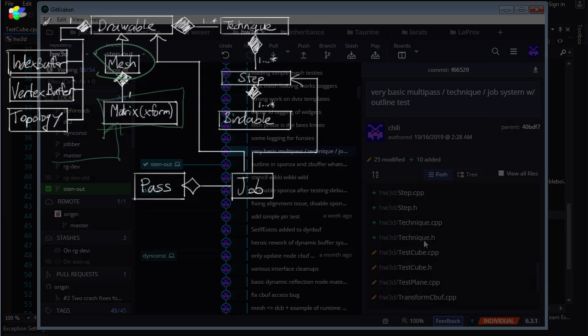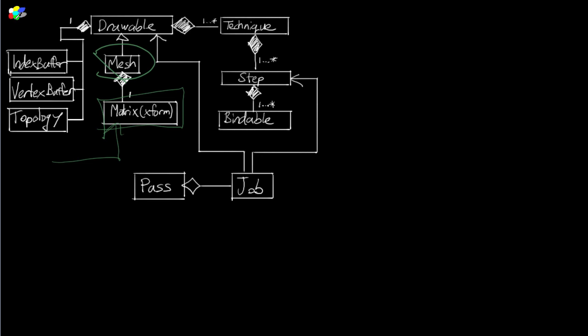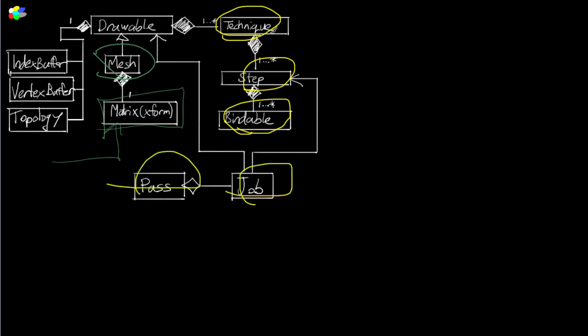There's quite a bit of it, because as you can see here, we've added quite a few new classes to the system: technique, step, bindable, job, pass. But to start off with, we're keeping them very simple, so they should be easy to understand.